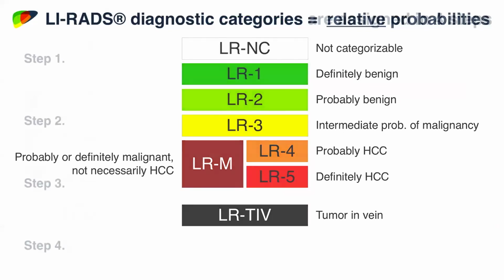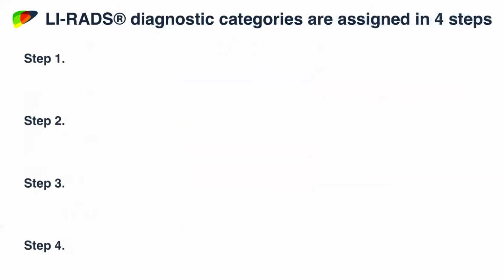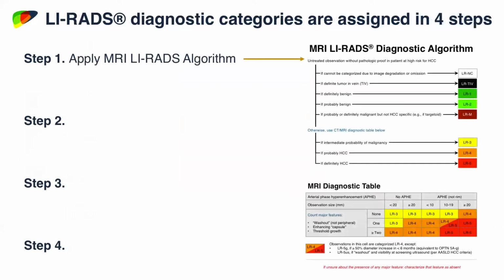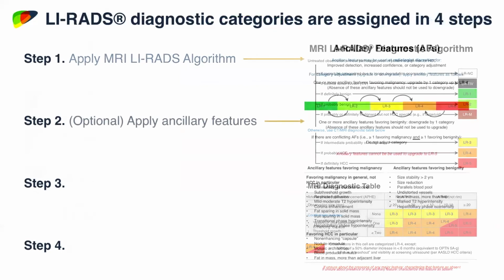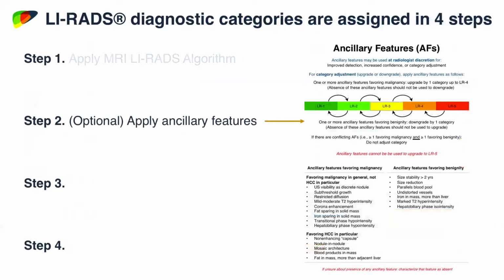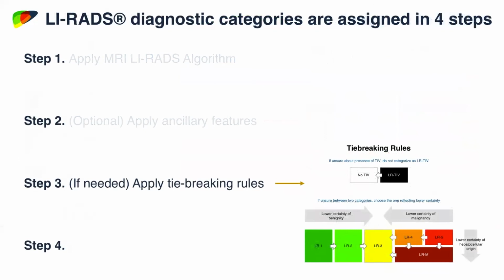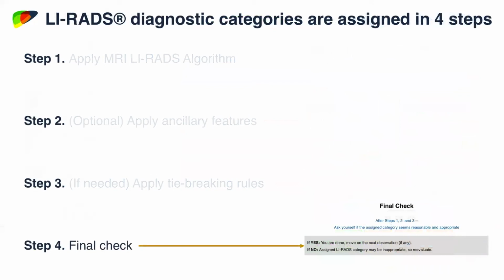LR-NC, not categorizable. How are we going to assign these? We're going to do it in 4 steps. So step 1, we apply the LI-RADS algorithm. Step 2, optional, we apply ancillary features. Step 3, only if needed, we apply tie-breaking rules. Step 4, final sanity check. Does it make sense? If it makes sense, we're done.